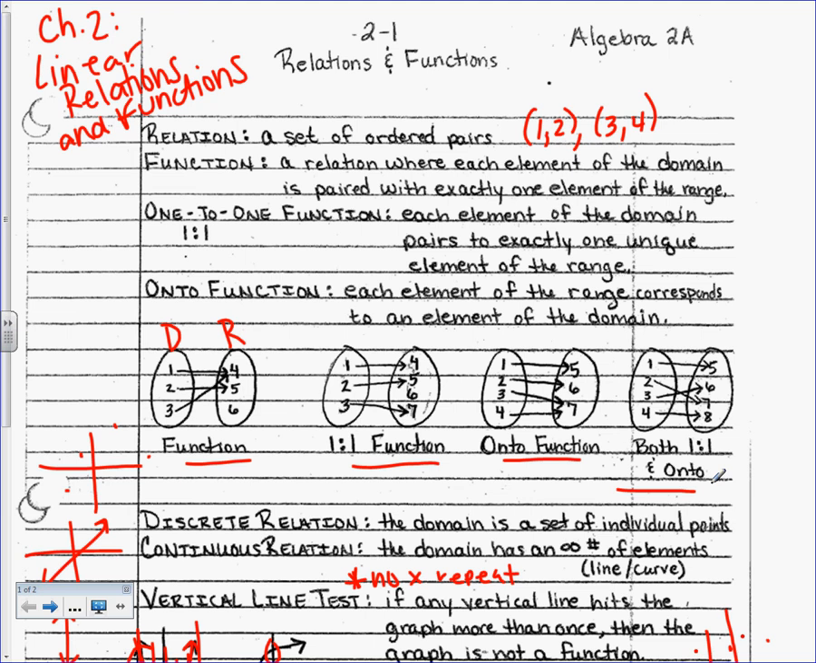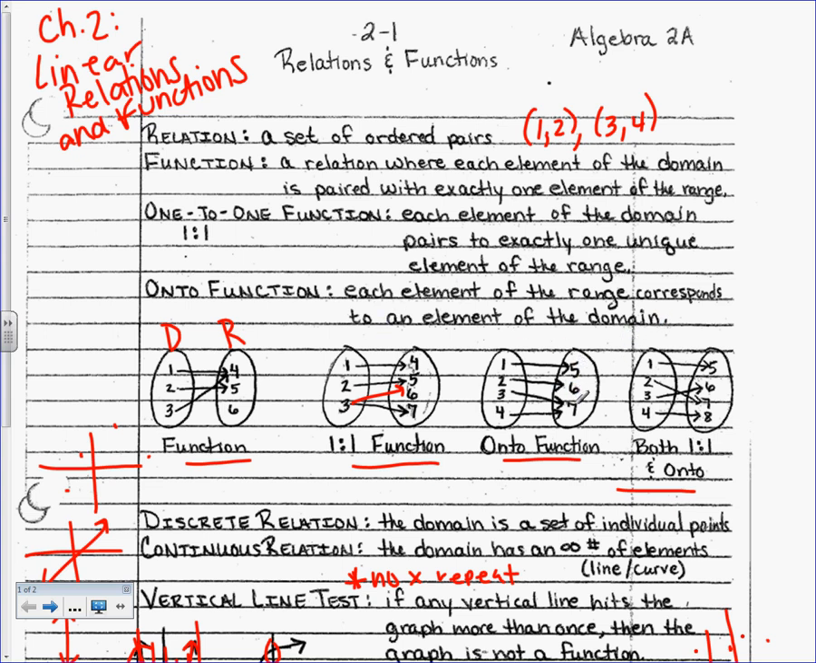Okay. For a one-to-one function, let's say it again. Each element of the domain pairs exactly one unique element of the range. So this is one-to-one because each domain is going to one number in the range. Okay? So if I had added another one like this, that would not be one-to-one. And then if you look at onto, each element of the range has one element in the domain. So that's why this one's onto.